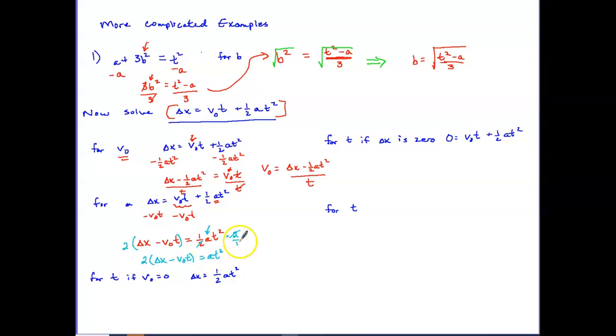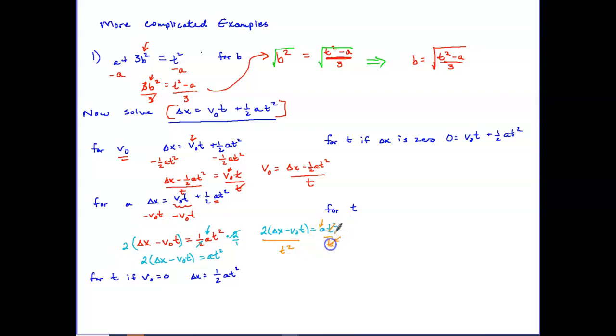And I'm almost done. I'm going to rewrite that here: 2 delta x minus v0t equals at squared. So I have a little bit of room to work. And so my last step, I need a again to be by itself. I'm going to divide both sides by t squared.